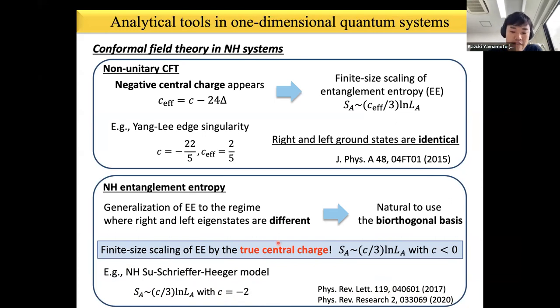I note that only few studies have been given for these types of non-Hermitian entanglement entropy, and there are a lot of unknown phenomena or structures in this non-Hermitian field.